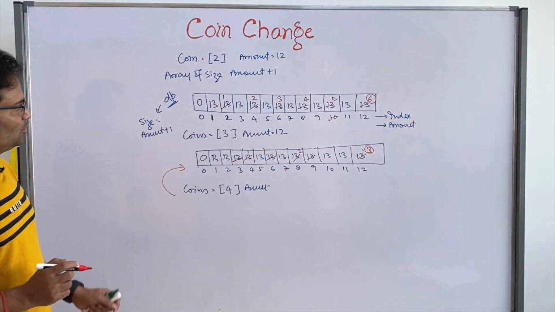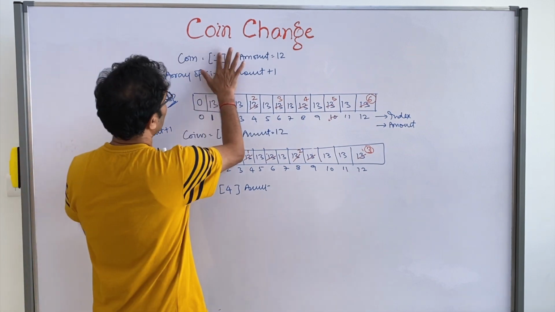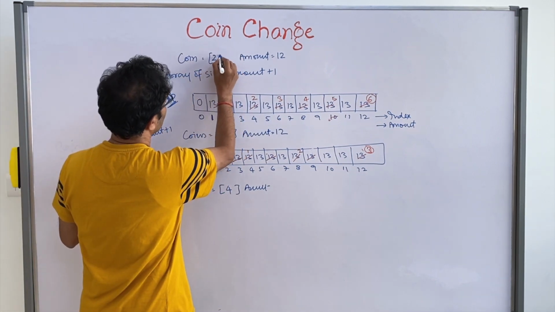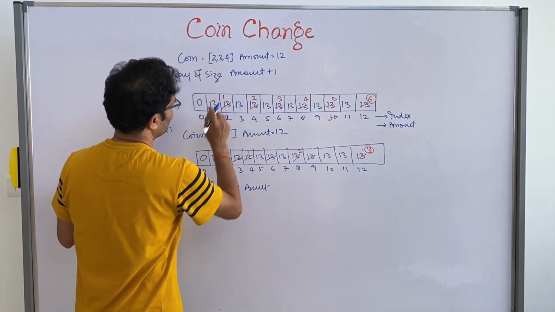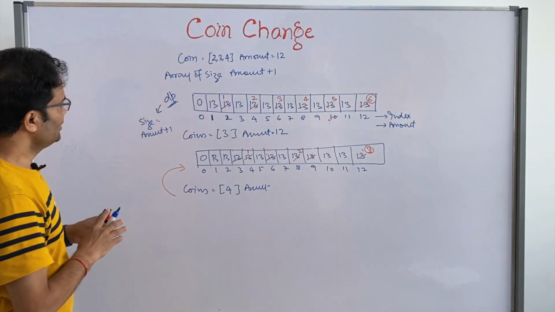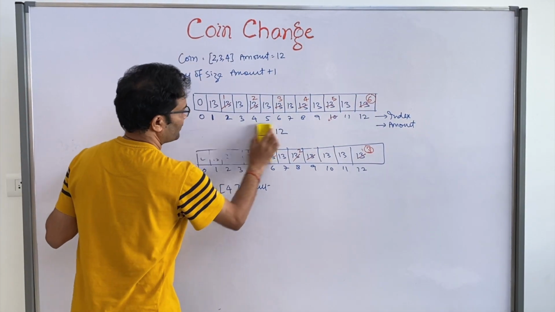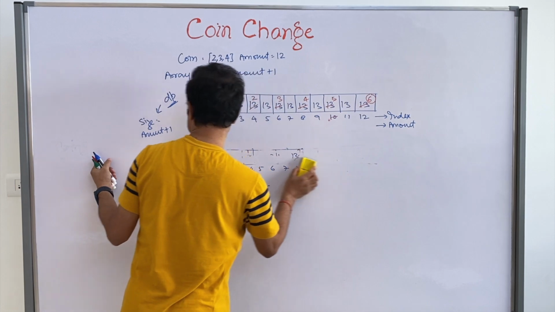Now what I'm going to do is, if you have the coins 2, 3, 4, then how do you make this array, right? So what I will do, let the first one stay as it is.